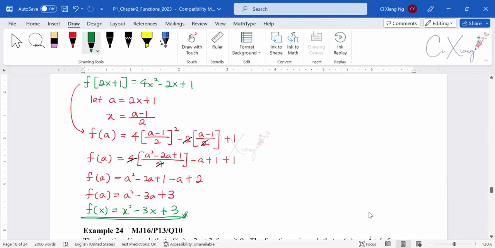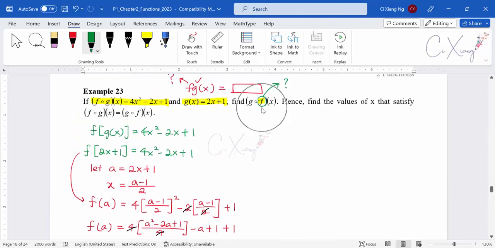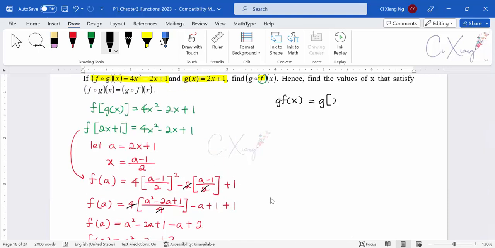Okay, and now we need to continue to answer the question. After I find out the function f(x) already, what do they want us to find? They want us to find out the function g(f(x)). To get the g(f(x)), I need to replace the function f(x) into the function g. So what's my function f(x) just now? I get x squared minus 3x plus 3.